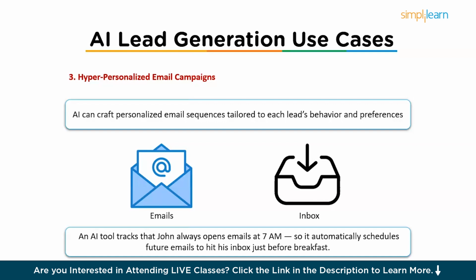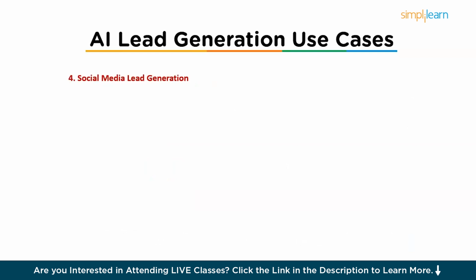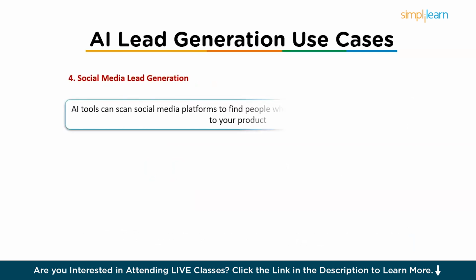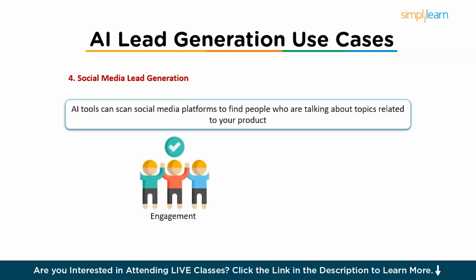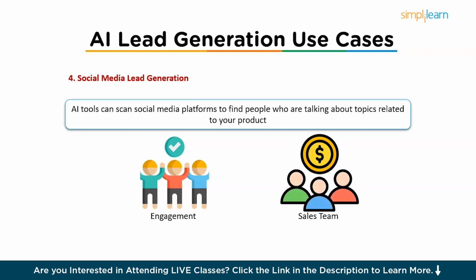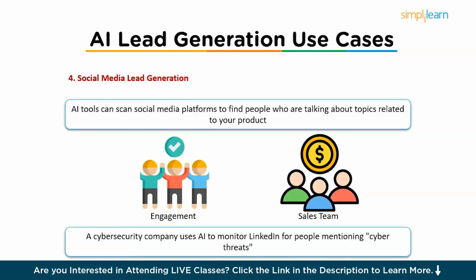So now let's move on to the fourth one. We have social media lead generation. AI tools can scan social media platforms to find people who are talking about topics related to your product, engage them automatically, or alert your sales team. For example, a cybersecurity company uses AI to monitor LinkedIn for people mentioning cyber threats and instantly sends connection requests and helpful resources.